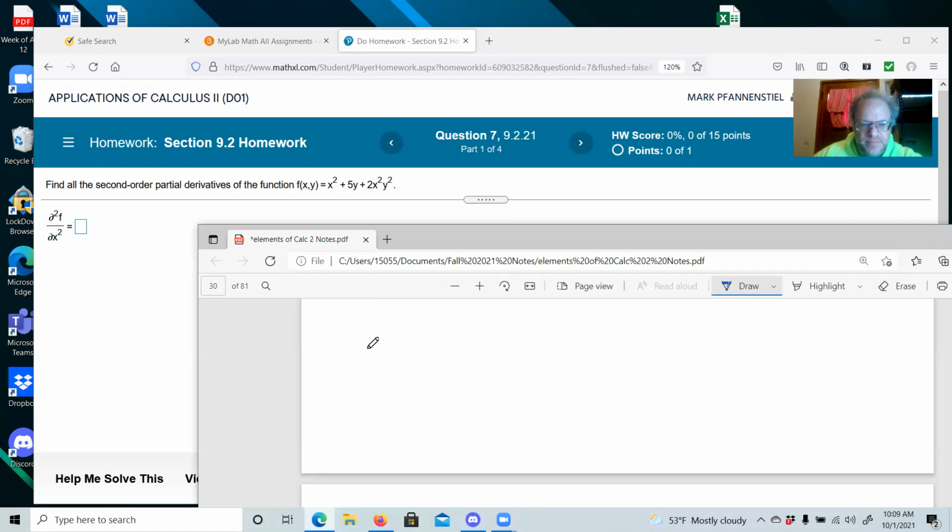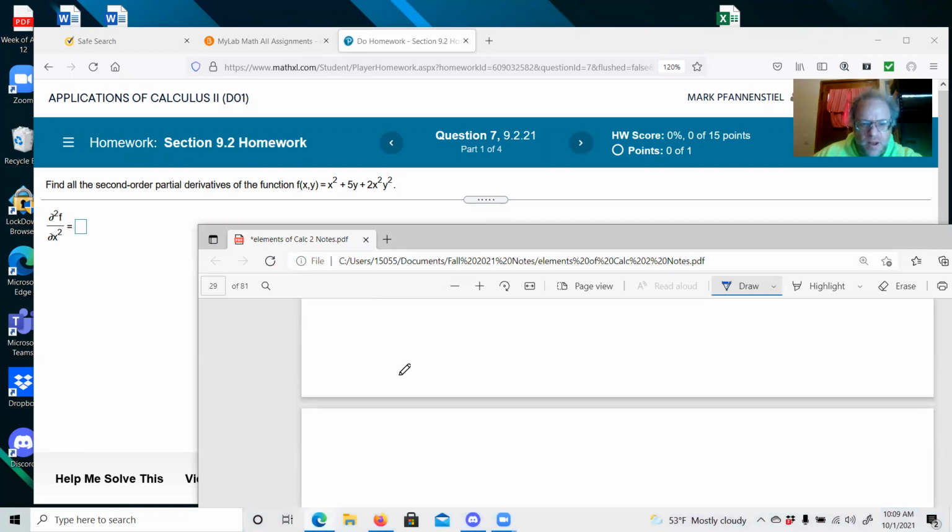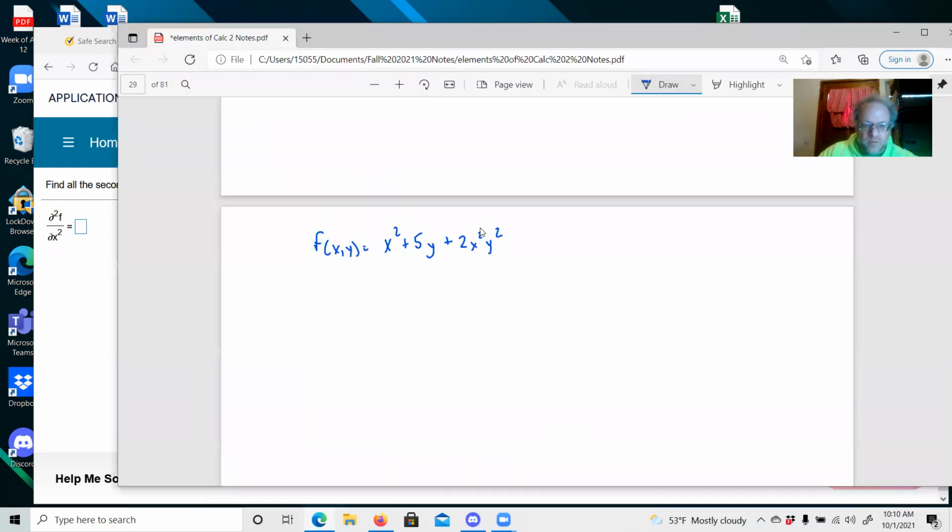We have f of x, y is equal to x squared plus 5y plus 2x squared y squared. And we would like to find all the partial derivatives here, all of the second order partial derivatives.